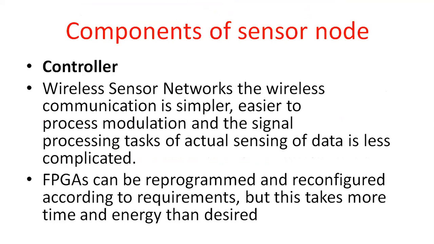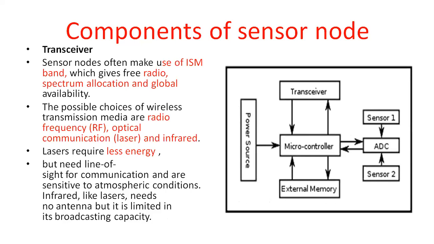In a wireless sensor network, the wireless communication is simpler. That means communication from one mobile to another is very simple, and it is easy to process the modulation and signal processing tasks for the actual sensing data, which is less complicated. For this, you can use an FPGA, which can be reprogrammed and reconfigured according to requirements. But it takes more time and energy than desired. Even though it is simple, it takes more time. That is some information regarding the controller.